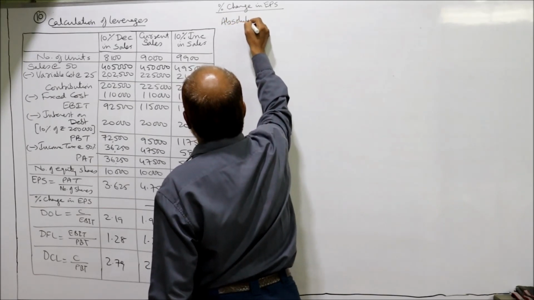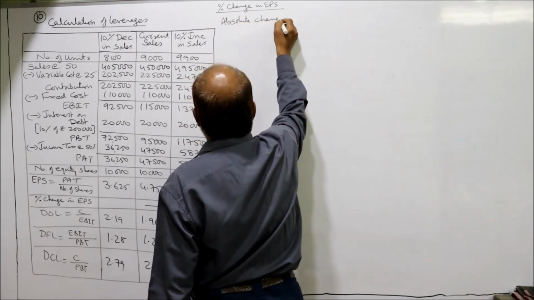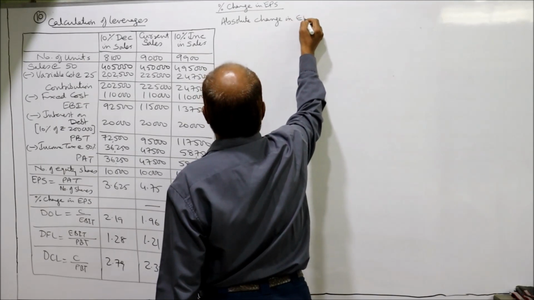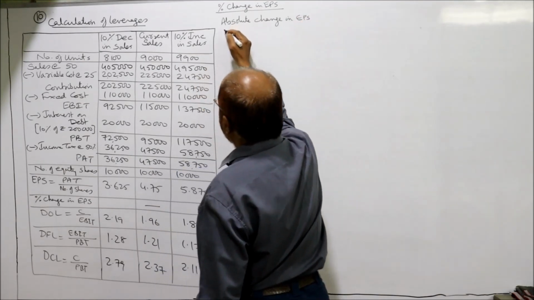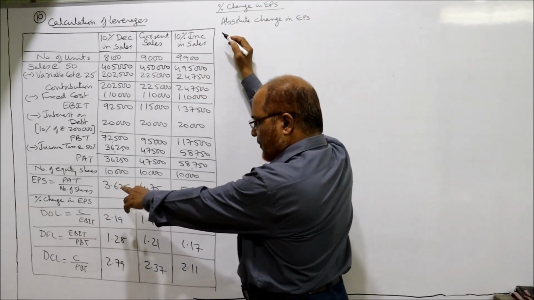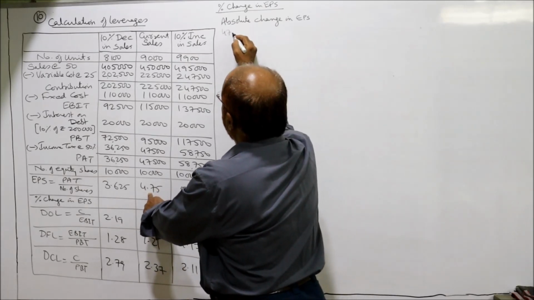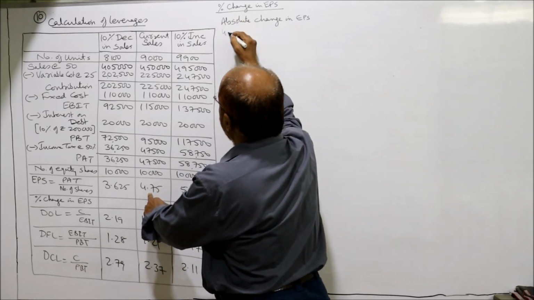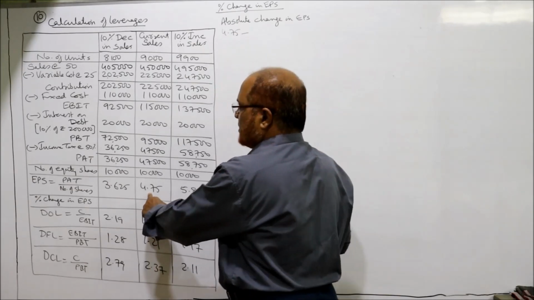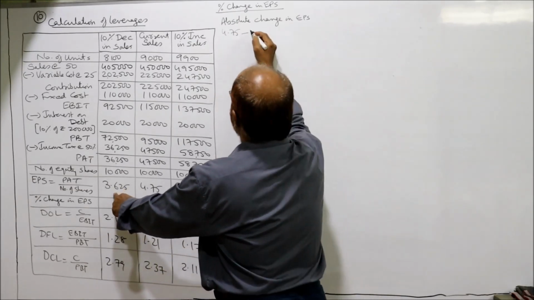Absolute change. Absolute change in EPS. First of all, how much is the EPS at present? 4.75. 4.75 minus, how much is the EPS? 3.625.